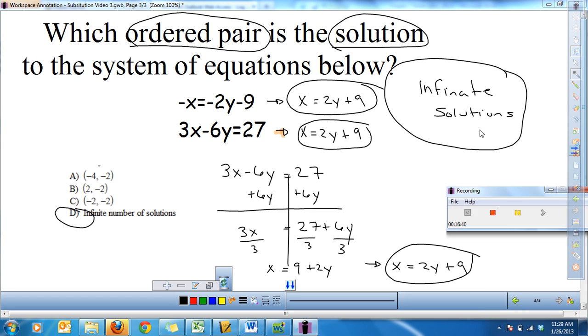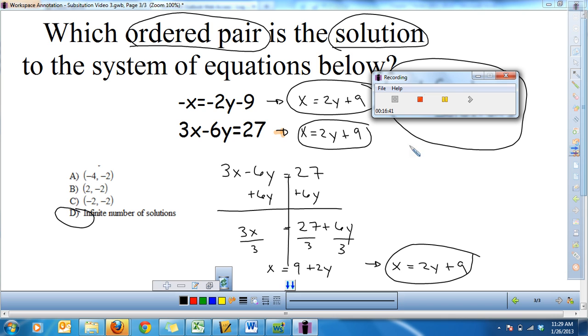Alright, those are the different kinds of cases you might see in substitution. There's no practice for this, but go back through, review your notes, and make sure if you have any questions to write them down and have them ready for class.